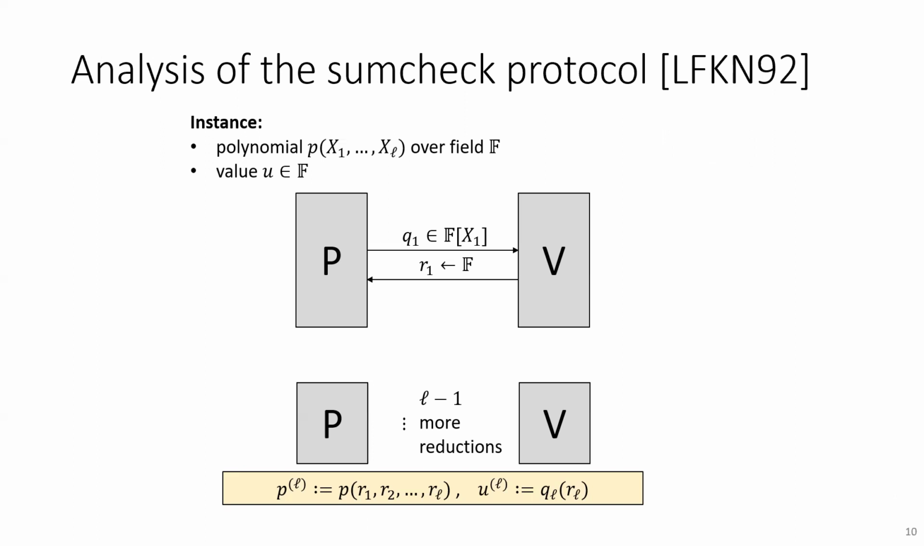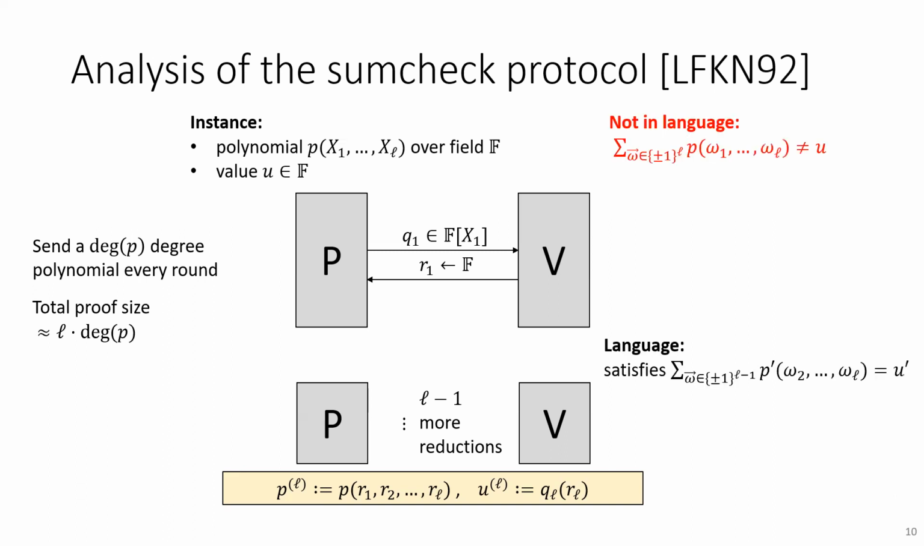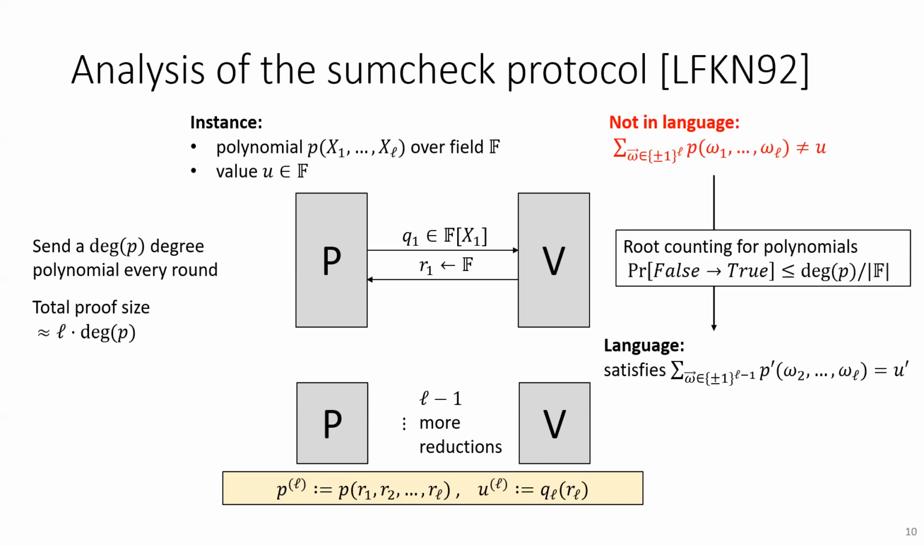Okay, now this protocol is pretty efficient. The prover sends a degree P polynomial in one variable every round. And this gives us a total proof size of L times the degree of P, because we had L variables, so L reductions in total. And the soundness guarantee comes from bounding the number of roots of a polynomial of degree P. So if you start off with an instance which isn't in the language, the chance that you can flip and reduce to something that is in the language is the degree of P over the number of points in the finite field. And this is because polynomials of degree P only have degree P roots at most.